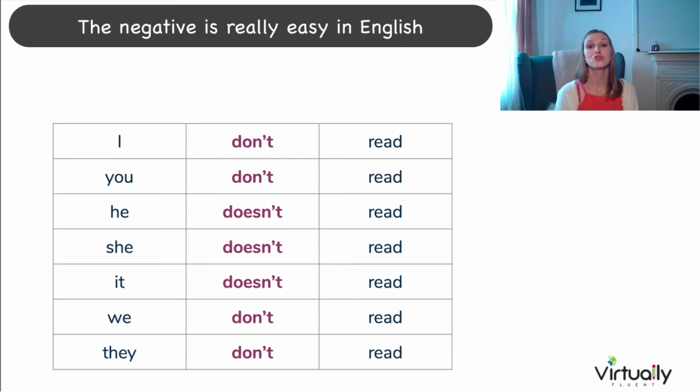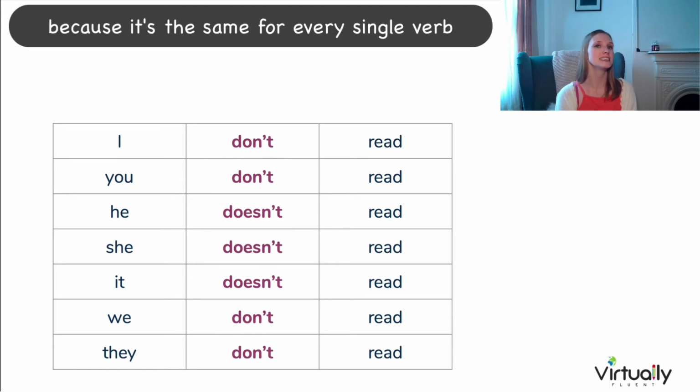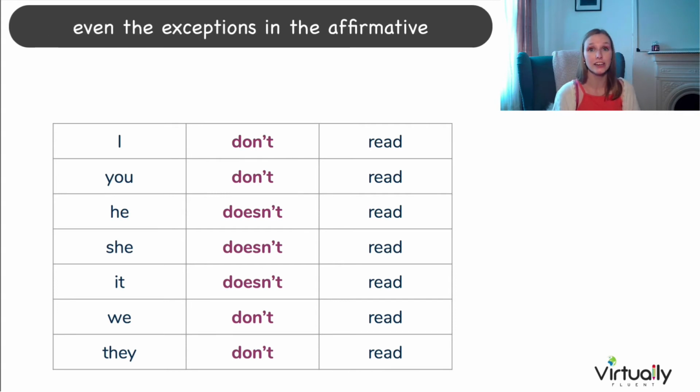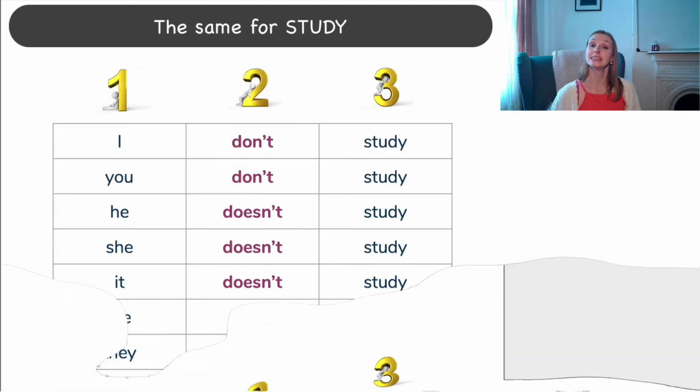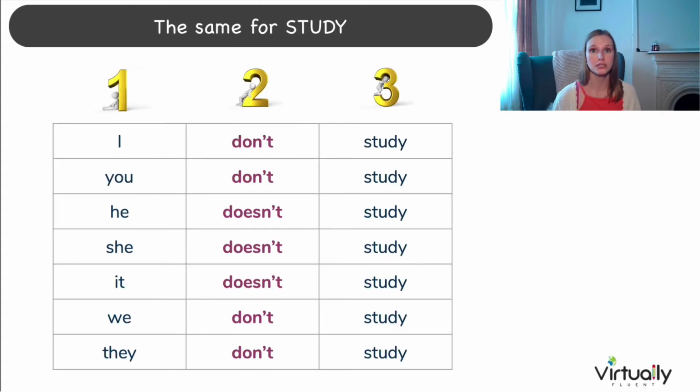The negative is really easy in English because it's the same for every single verb, even the exceptions in the affirmative. Let's take a look. For example, go. I don't go. You don't go. He, she, it doesn't go. We don't go. They don't go. The verb go does not change. The same for study. I don't study. You don't study. He, she, it doesn't study. We don't study and they don't study.